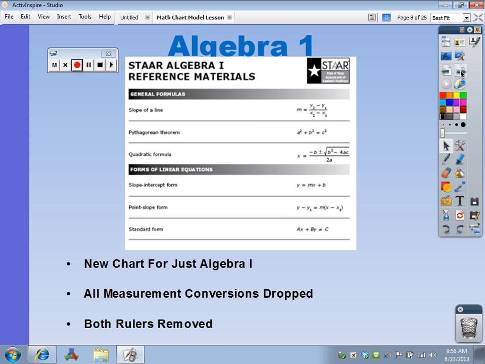Finally, algebra has its own reference chart. 7th and 8th graders, please remember soon this chart will be yours too. The algebra students do not have any rulers on their chart, and guess what else they don't have? Any measurement conversions.